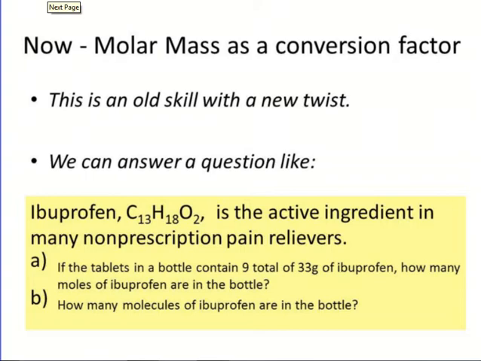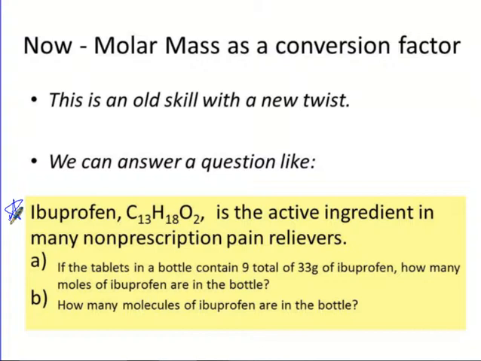The second step of this video is using that molar mass of the compound as a conversion factor. Here's the good news. It's an old skill. We've been using grams to moles to atoms, atoms to moles to grams. So it's an old skill, but there's a little bit of a twist. And here's what the cool twist can get us. Look at this question here in yellow. You're going to be able to answer questions like this.